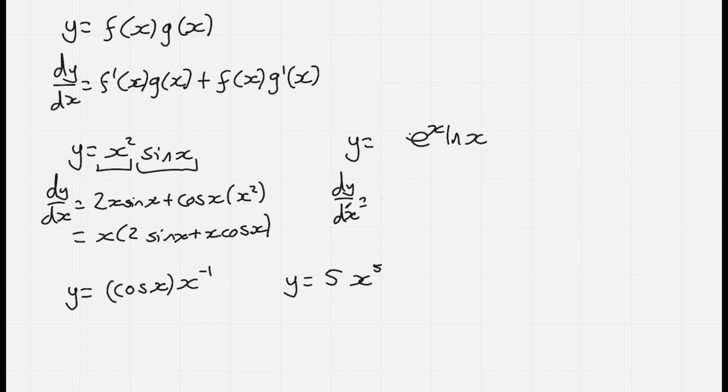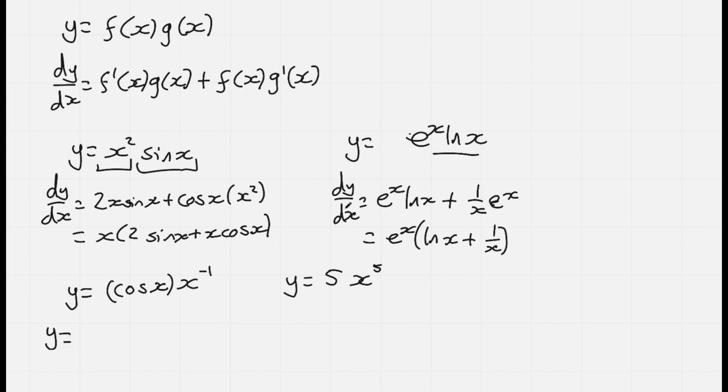Alright, second one, dy/dx. So differentiating the first part, we're going to get e^x ln x, because remember, e^x differentiates to e^x. Plus, differentiating ln x, we're going to get 1 over x times e^x. I can then take out a factor of e^x, e^x(ln x plus 1 over x). Kind of interesting, I guess.